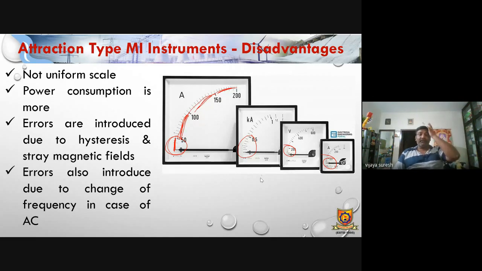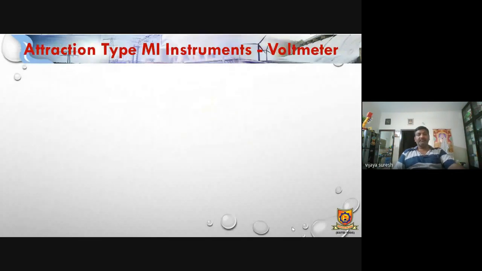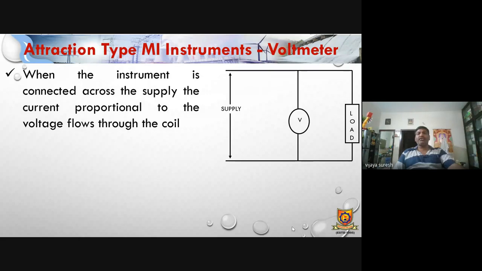So when we are using it for AC measurement, if the frequency changes, you might know about the hysteresis loss formula. It is proportional to certain frequency terms. So that's why errors are introduced in moving iron instruments while measuring AC supply. Because of the change in frequency, there is a chance of introducing errors. Now we can use this MI instrument as a voltmeter as well as an ammeter.